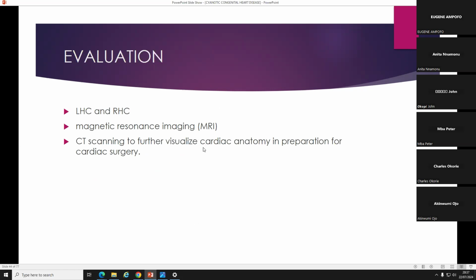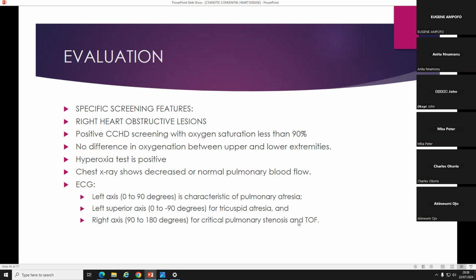One can consider more advanced imaging, especially when working up these patients for surgery, inclusive of left and right heart cath, magnetic resonance imaging, CT scanning to further visualize cardiac anatomy. So this is more of advanced imaging.